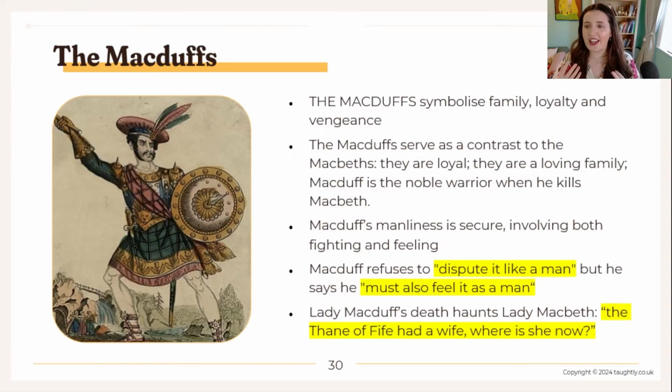But Macduff sees that his masculinity is not just about being cruel and violent, but also about having empathy and feeling. When Macduff learns that his whole family has been killed, his wife, his children and all of his servants, he says that he will dispute it like a man, but that he must also feel it as a man. So he will fight, but he will feel. Perhaps one of Macbeth's great flaws is that he doesn't allow himself to feel, he only allows himself to fight. And Lady Macduff's own death haunts Lady Macbeth. She says, "The Thane of Fife had a wife, where is she now?"